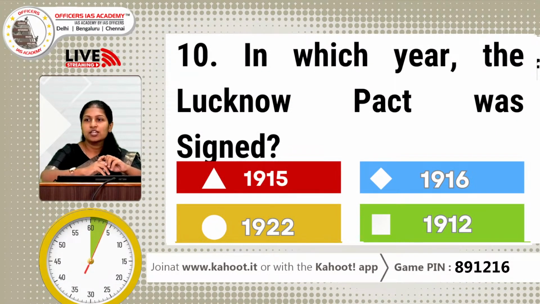In which year was the Lucknow Pact signed? So the Lucknow Pact is the pact which was signed in which year? So the options are 1915, 1916, 1922 and 1912. Okay, so you have 10 more seconds for answering this question. So be quick.